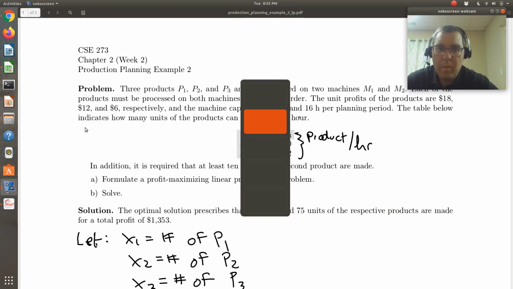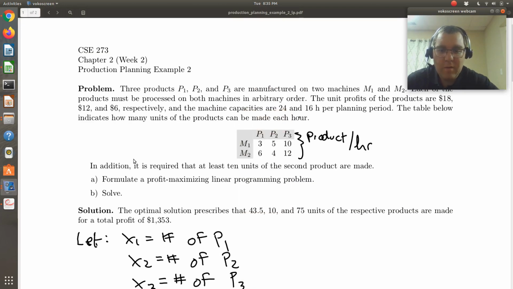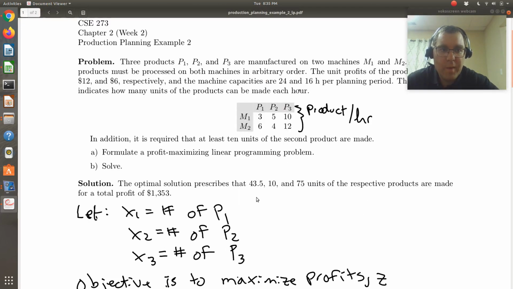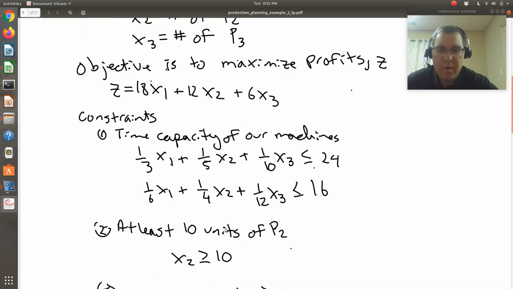So when I define my constraint, when we had our constraint equation here, this would be the time required to make x1 units of product 1, x2 units of product 2, and x3 units of product 3 on machine 1, which has this max operating time of 24 hours. I'm going to create a cell in which I just compute this left-hand side.